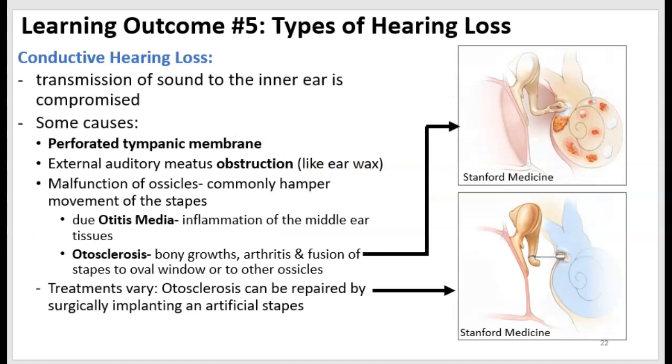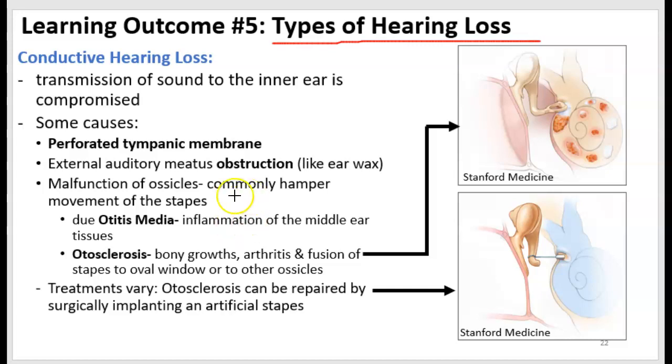Okay, the last thing that we have to do for this lab deals with your fifth learning outcome on the study guide, dealing with types of hearing loss. And there's two types: conductive hearing loss and sensory hearing loss. Conductive hearing loss occurs when we don't hear because sound never reaches the inner ear. Transmission to the inner ear is somehow blocked or compromised.